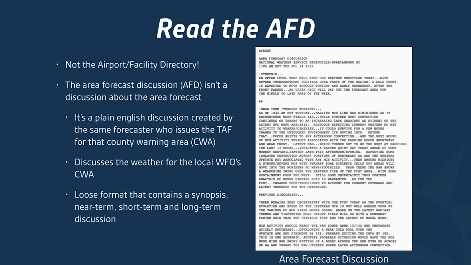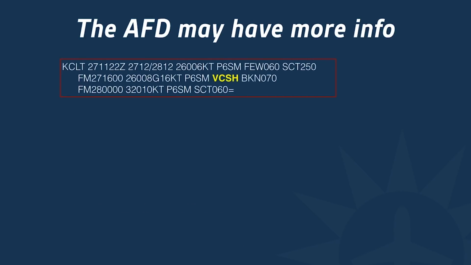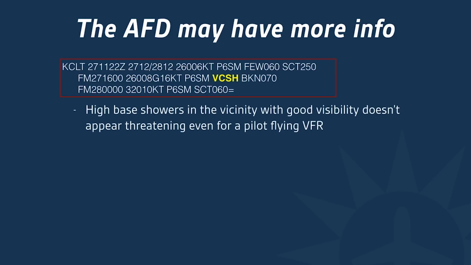It contains a synopsis section, near-term, short-term, and long-term discussion. So this even helps you with what's happening in your particular area, even several days in the future. And so every AFD should also have an aviation section that discusses the TAFs for that county warning area. And this is where the forecaster can put in details that they can't put into the TAFs. So the AFD may actually have a lot more information in there that is very useful to pilots. So I always say if you're not reading the AFD, you're missing half of the information for a TAF.